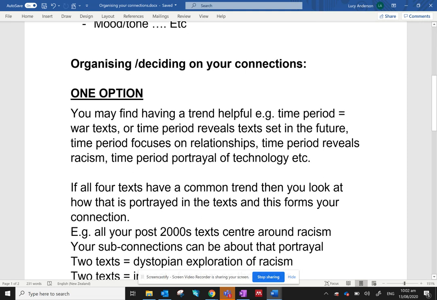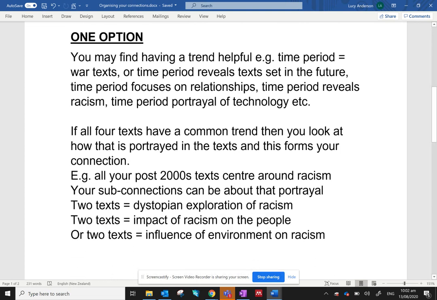If you found that they've all got the same trend, so they've all got a very similar setting, whatever, then this is one option. If they haven't, don't worry, that's the next option. But some of you will find that you've got all four texts centered around technology. Then what you want to do is look at the different portrayals of that common trend.